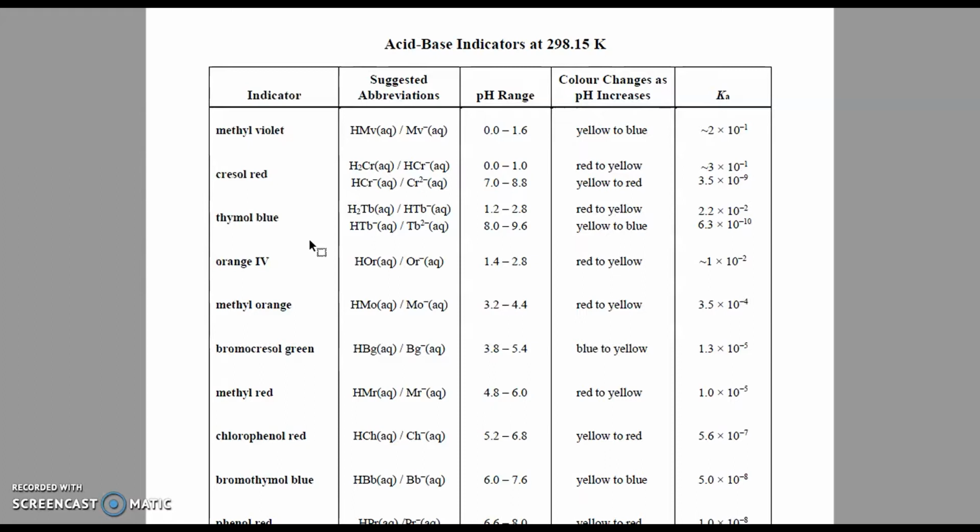So that I can explain how this chart works, I'm just going to go through one hypothetical scenario of if we were to mix any one of these indicators with hydrochloric acid. We know that hydrochloric acid is a strong acid, and so it's going to have a really, really low pH. Let's say that this particular solution has a pH of 1.0. So if I were to take, for example, this indicator called methyl orange, I know that over here the pH range of methyl orange is 3.2 to 4.4.